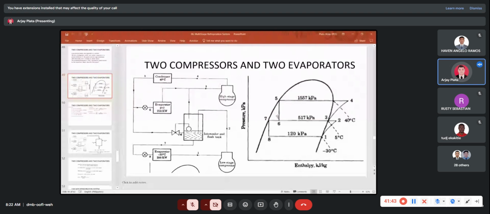In order to achieve, for example, negative 30 degrees, we integrate an intercooler and a flash tank. So this is two compressors and two evaporators. Since we have an intermediate pressure, we also have two stages of compressors here: a high stage and a low stage compressor.